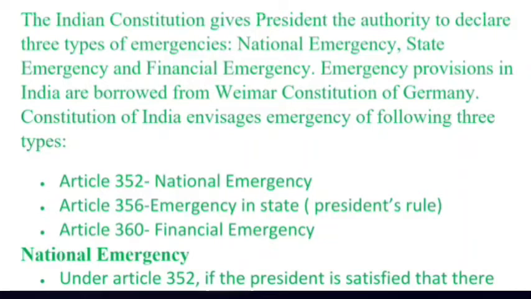Article 352 declares a national emergency. According to Article 356, the President can impose or declare a state emergency, meaning emergency in a state. It is also called President's rule.